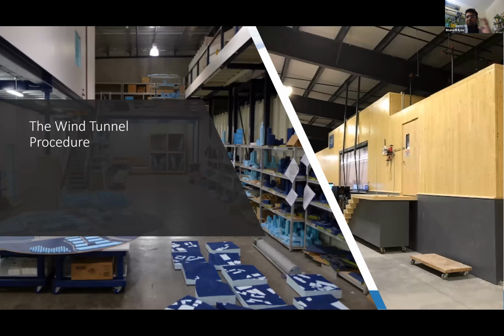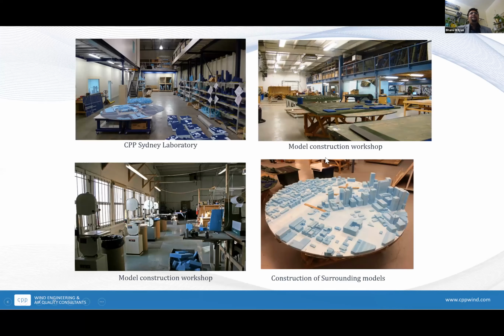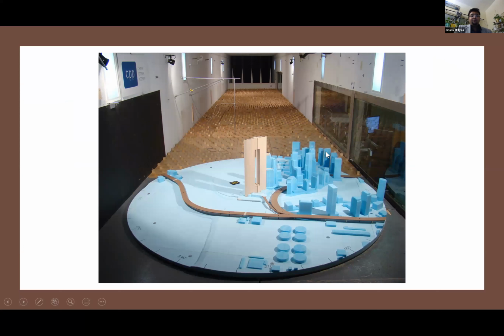Now, how does this whole process take place? It's something behind the scenes. What you're looking at here is, in fact, our labs across the world. Primarily the main office in the US and in Australia, where we have model shops to build these particular project models. Many of you would recognize this building in Dubai. It's a very iconic building coming up in Dubai.